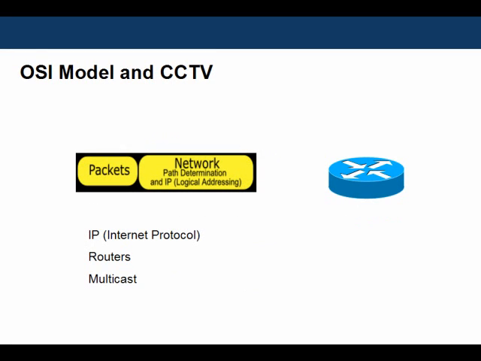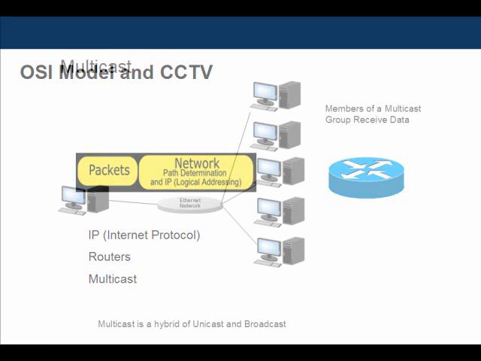The third layer of the OSI model is the network layer. The network layer is responsible for routing and logical addressing. This is where IP, Internet Protocol, the IP of TCP/IP, resides. This is also where routers function. I want you to notice that multicast is also listed here.